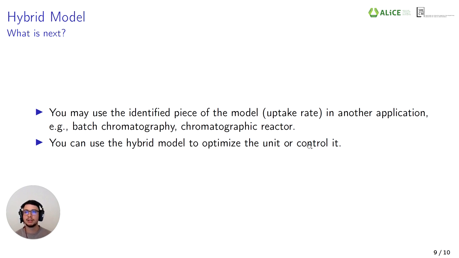So what's next? You may use the identified piece of the model, the sorption term or uptake rate term, in another application. For instance, you just grab the neural network and use it in a batch chromatographic unit or in a chromatographic reactor model. Or you can use the hybrid model itself to optimize your unit or even control it.